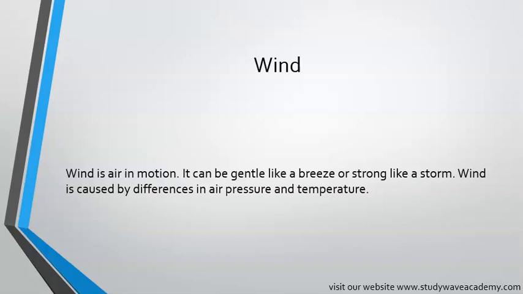Air in motion means when the air, which is all around us, starts moving. This moving air is what we call wind. And wind can be gentle, like a soft breeze on a sunny day, or it can be strong, like the wind during the storm. We understand that, right?